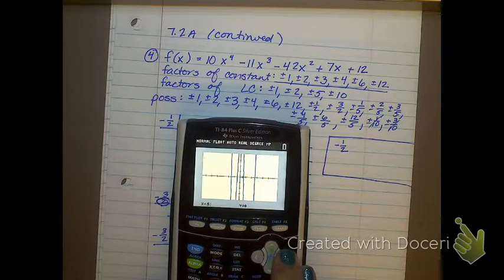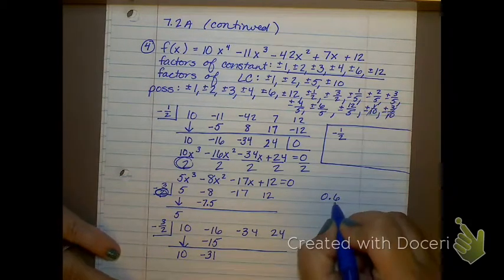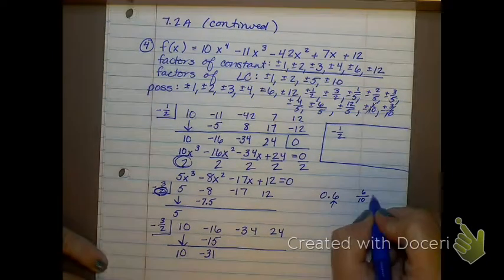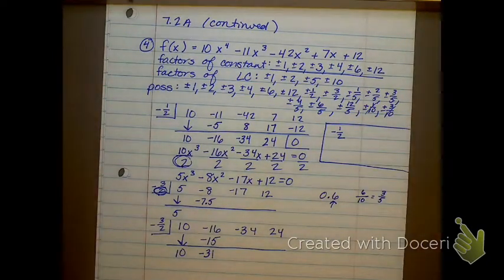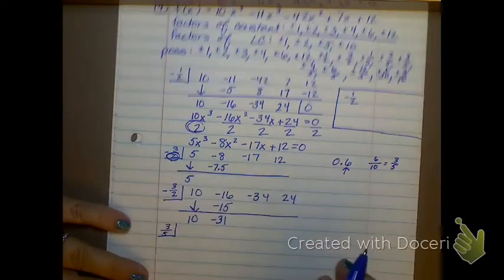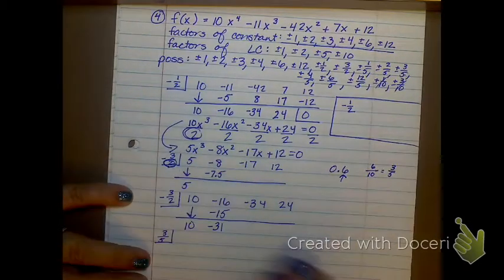What about over here? 0.6? Do we know what 0.6 is as a fraction? Isn't that 6/10? Right? 0.6 is a 6 in the 10th place. So that would be 6/10. That reduces to 3/5. Is that on my list? Yes, it is. How about we try 3/5? Now, 3/5 should work with the one right here where I had divided by 2. So let's try that one again.